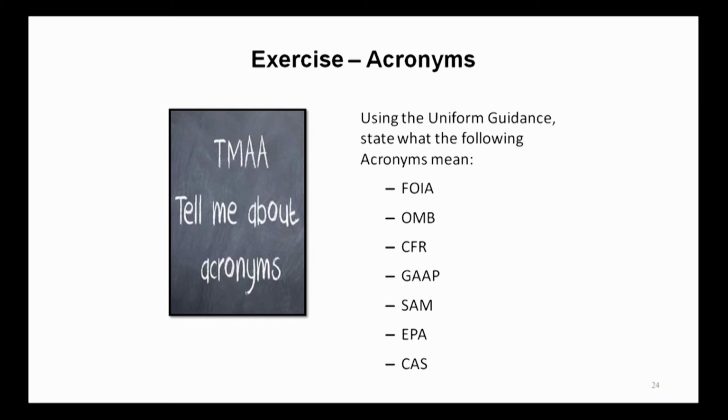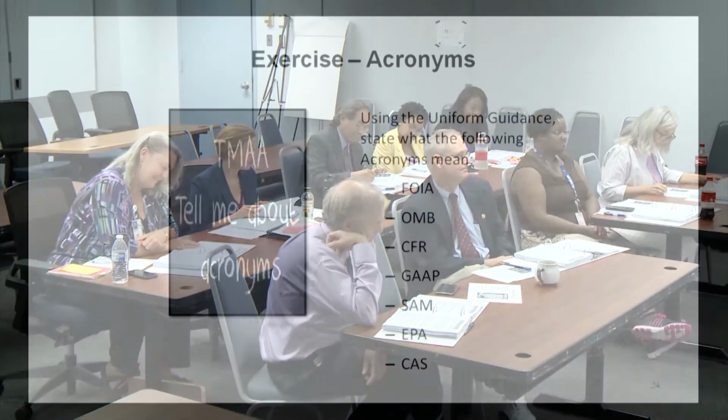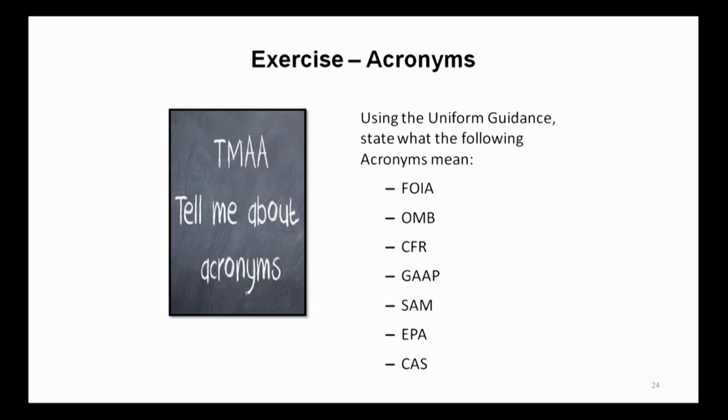Can anybody tell me what that is? FOIA is Freedom of Information Act. Thank you. And OMB. It's the Office of Management and Budget. Very good, thank you. And CFR. Code of Federal Regulations. All right, you're on it, thank you. And how about GAAP? Generally accepted accounting principles. Thank you. And SAM? System for Award Management. I thought it was somebody's name. Okay, good, thank you. And EPA? Looks like the Environmental Protection Agency. Okay, I think everybody knows that one.